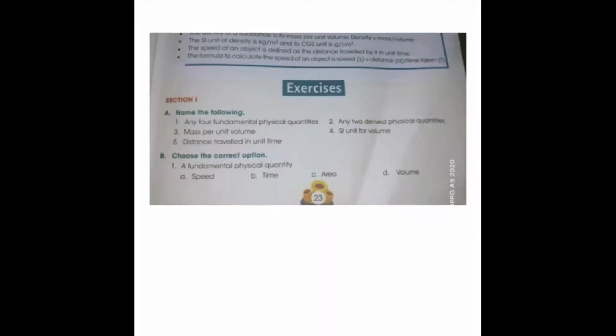Next we have choose the correct option. A fundamental physical quantity. Out of these 4, which one is a fundamental physical quantity? That is time. Okay, so answer is time. Next, 1 liter is 1000 centimeter cube, 1000 centimeter square, 100 milliliter or 100 centimeter. So the correct answer is 1000 centimeter cube. Actually it is 1000 milliliter, and we know 1 milliliter equals 1 centimeter cube. So the correct answer is option A.